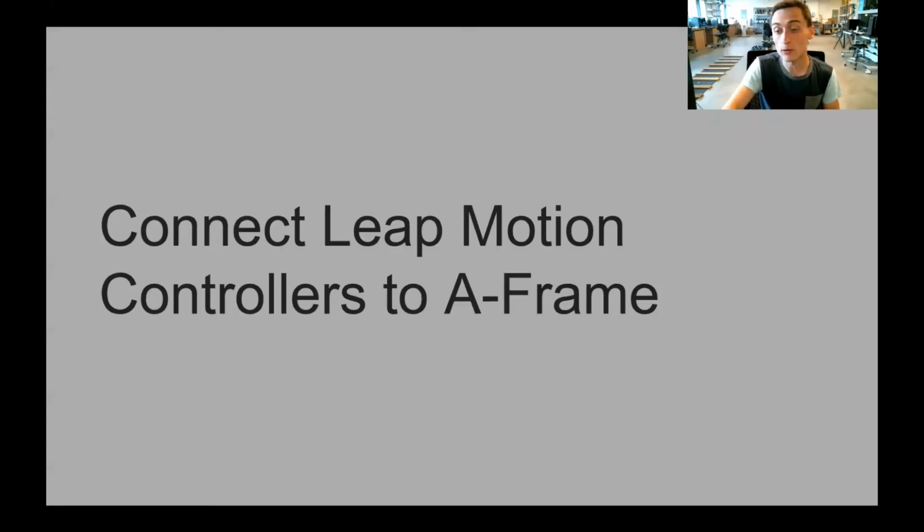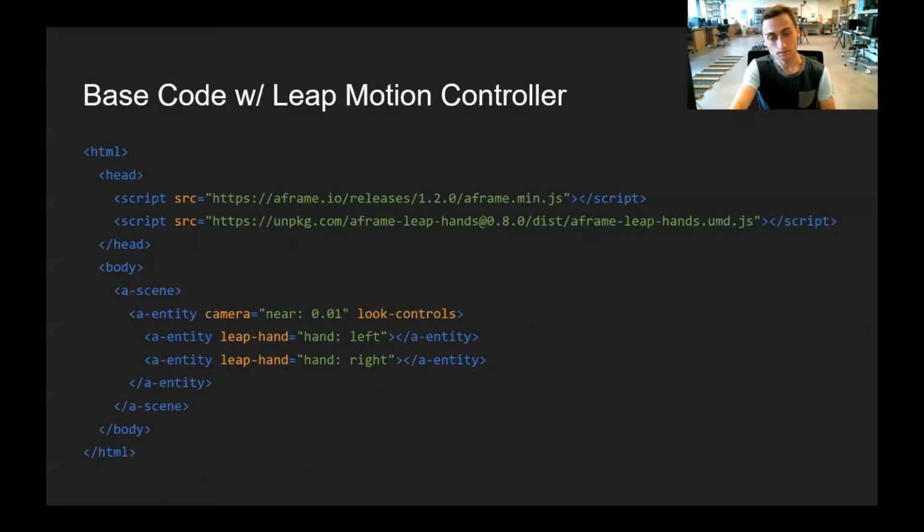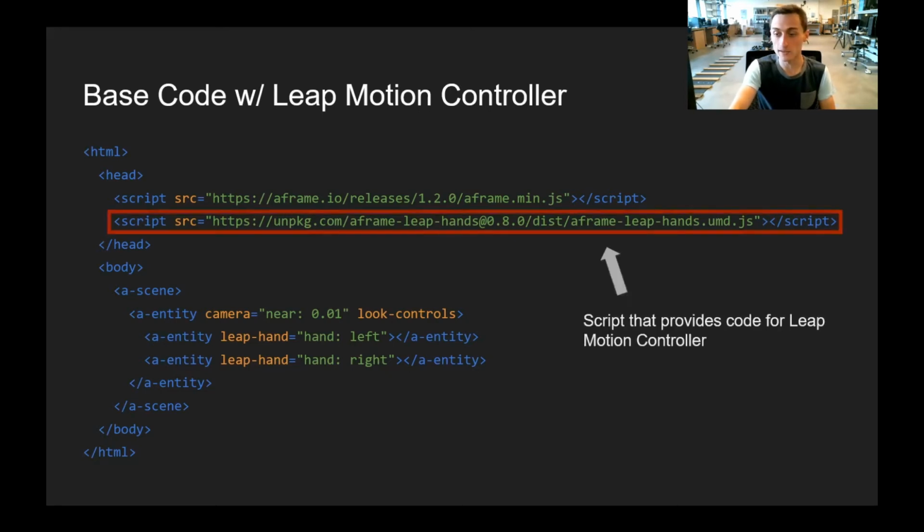All right, so now we're going to actually connect it to our A-Frame scene project. This is the code that I would recommend you start with if you're going to try and get your Leap Motion controller to work with A-Frame. The first thing you're going to add is this script, just like with A-Frame, adding the extension so that A-Frame can work. In the second line, we're going to be adding another script that allows our Leap Motion controller to work with A-Frame.